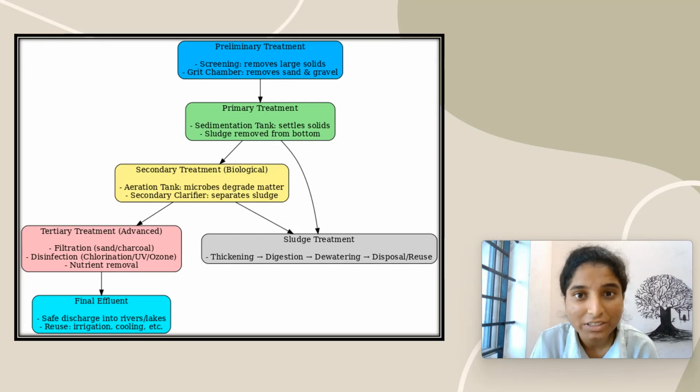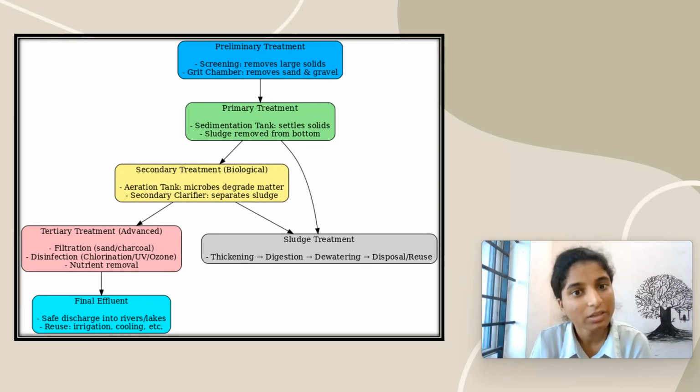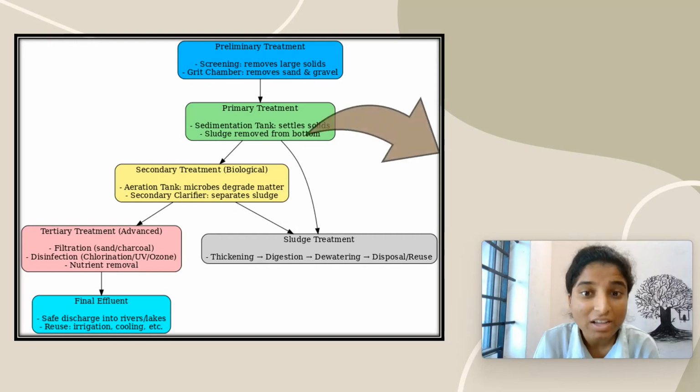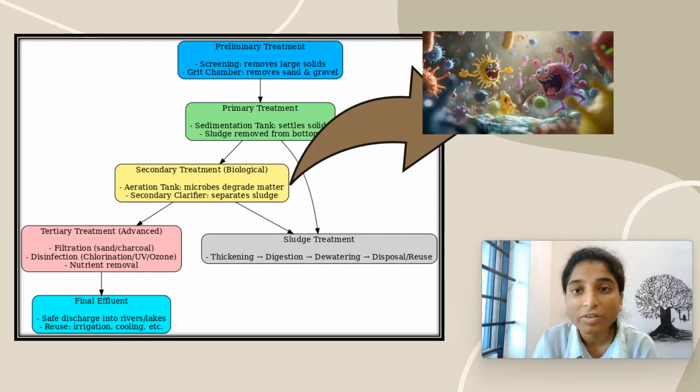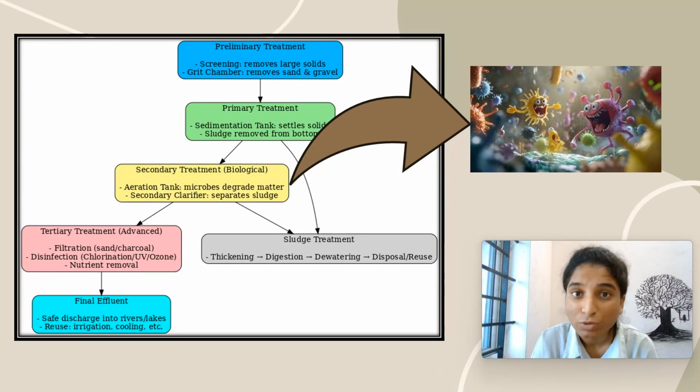After that comes primary treatment, where the wastewater is sent to a sedimentation tank where the solid will settle down and form a sludge. That sludge will be taken out from the bottom. Next comes the secondary treatment, which is also called biological treatment, which I am going to deal with, where it involves microbes for the wastewater treatment. It includes an aeration tank where microbes will degrade the matter, and the secondary clarifier will separate the sludge from the treated water.